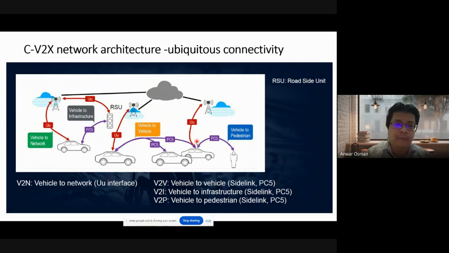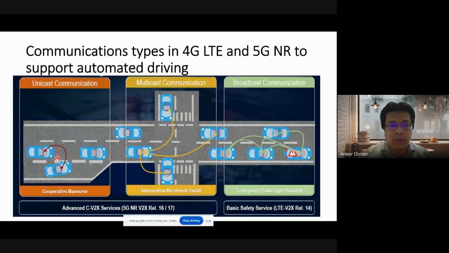For example, this is the scenario where you want to have the PC5 connection between vehicles. This is called unicast communication, one car to one car only, or you can have multicast communication, one car to many cars, or you have broadcast communication. In broadcast communication, if this car has some issue, it will broadcast to all the cars that it has an issue. Or this is for emergency brake warning, for example.